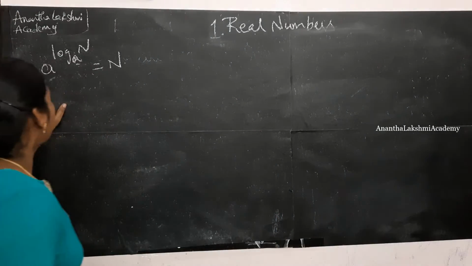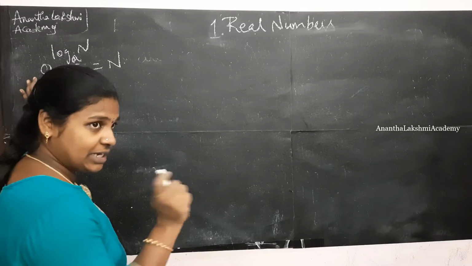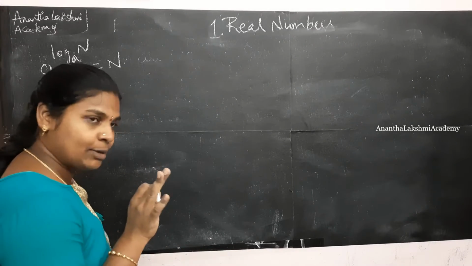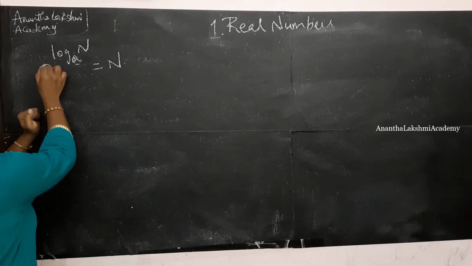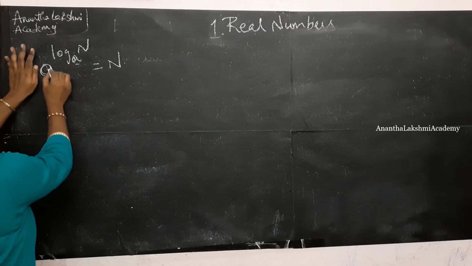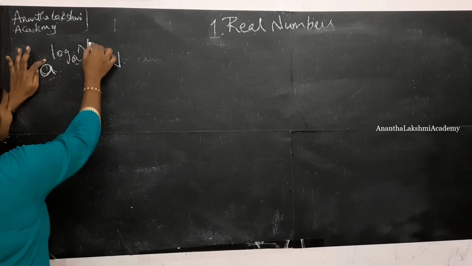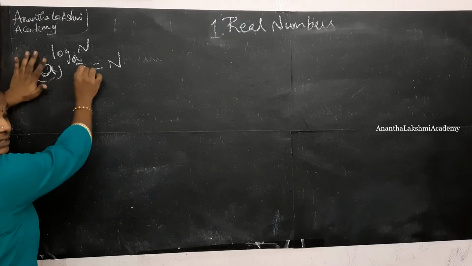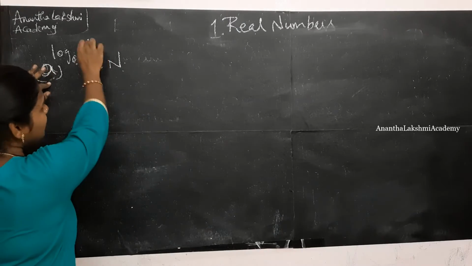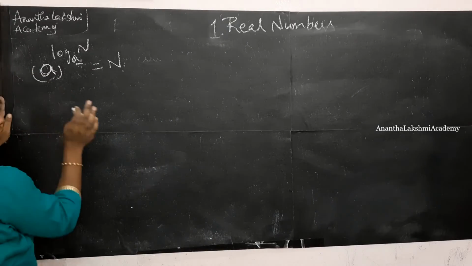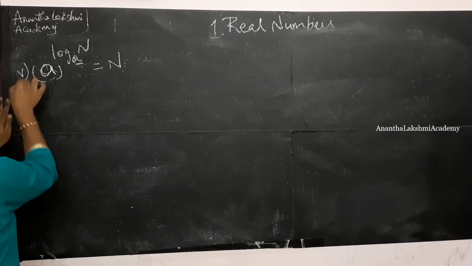Here, apart from the logarithmic laws, there are a few things which need to be considered and remembered. The first thing is what happens when the logarithm is in the power. What happens? A power log n to the base a: when these two bases are equal, it is nothing but equal to n. Alright? These are the 4 laws we have written, and this is the 5th one.